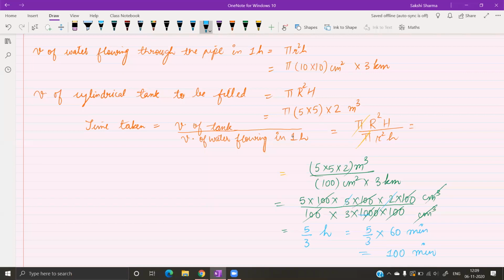Ma'am, 100 minutes. You could leave the answer in 5 by 3 hours. You can convert it further into minutes by calculating this way. Even if you leave your answer in 5 by 3 hours, that's fine. The answer at the back of your book is given in minutes, so you can convert to obtain the answer. That's fine.